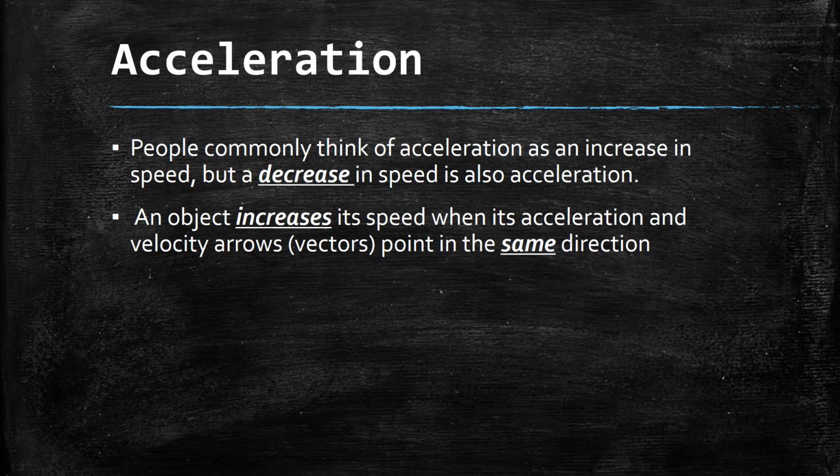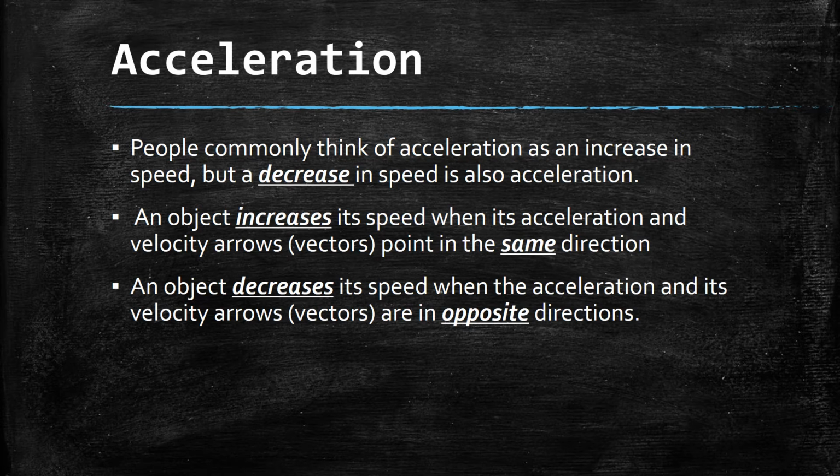So an object increases its speed when its acceleration and velocity vectors point in the same direction. So we talked about vectors last class. Those are your arrows that represent velocity, how fast something is going, and in what direction. So an object increases its speed when its acceleration and velocity arrows point in the same direction. An object will decrease its speed when you have your vectors pointing in opposite directions. So when your arrows are pointing, one's going west, one's going east, your acceleration is going to change. And we're going to look at some examples of this here on the next slide.